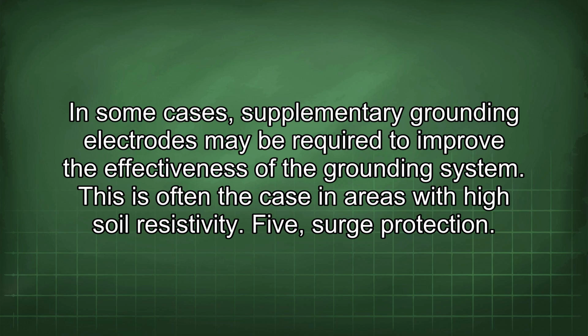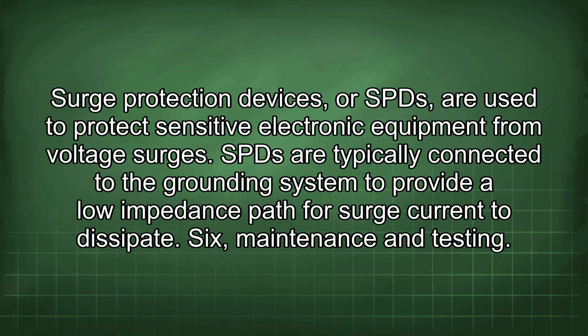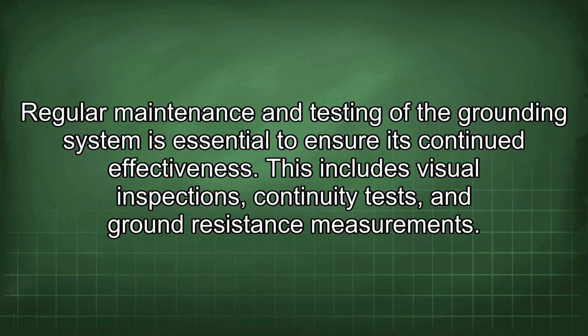5. Surge protection. Surge protection devices, or SPDs, are used to protect sensitive electronic equipment from voltage surges. SPDs are typically connected to the grounding system to provide a low impedance path for surge current to dissipate. 6. Maintenance and testing. Regular maintenance and testing of the grounding system is essential to ensure its continued effectiveness. This includes visual inspections, continuity tests, and ground resistance measurements.